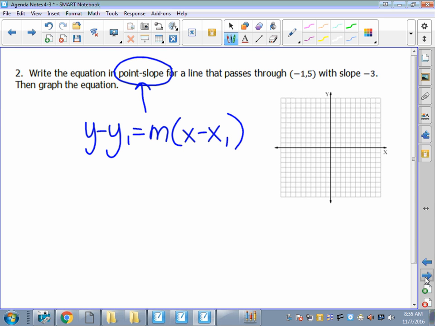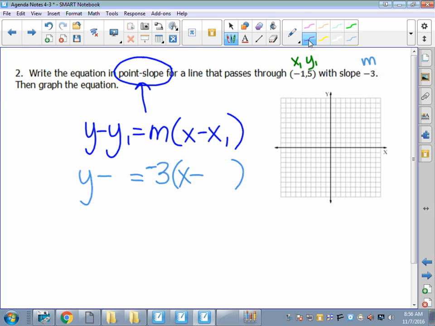So I've got a line, it passes through (-1, 5). So this is a point, right? This is an x and a y, 1 and 1. It tells me the slope, or m, is -3. So I can substitute everything in there. As a matter of fact, I could put my -3 in there just like that. I know it's going to be y minus something, and I know it's going to be x minus something.